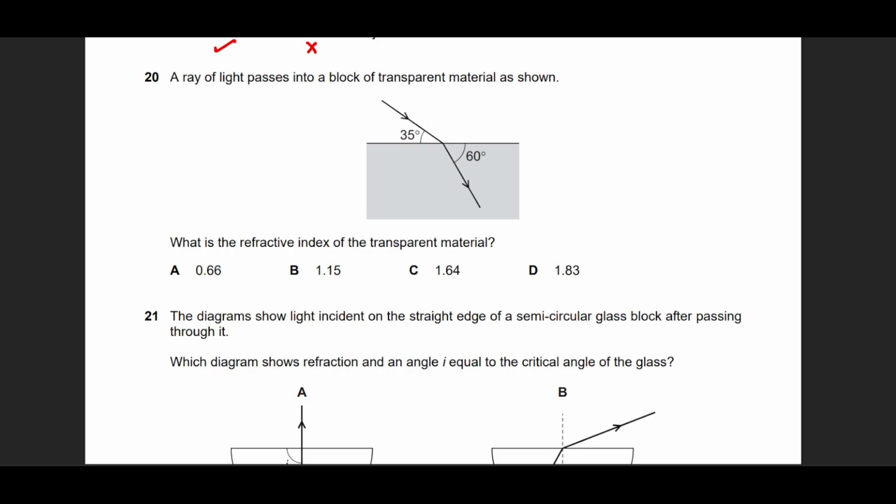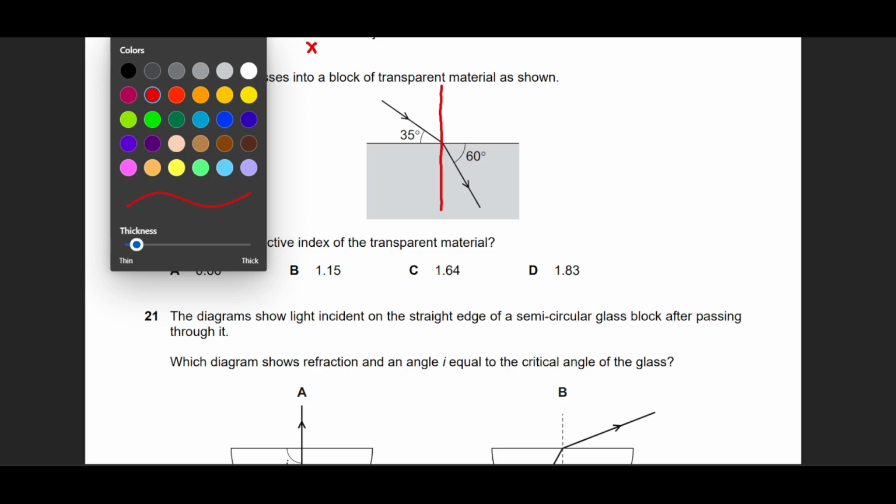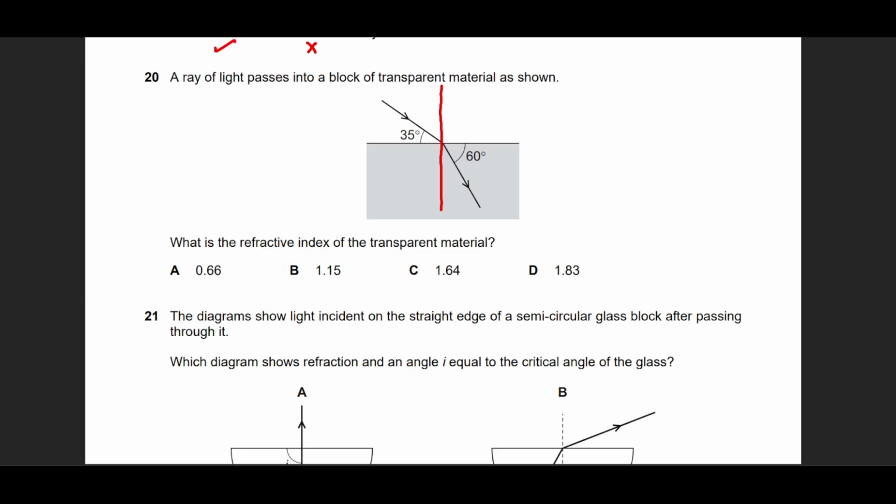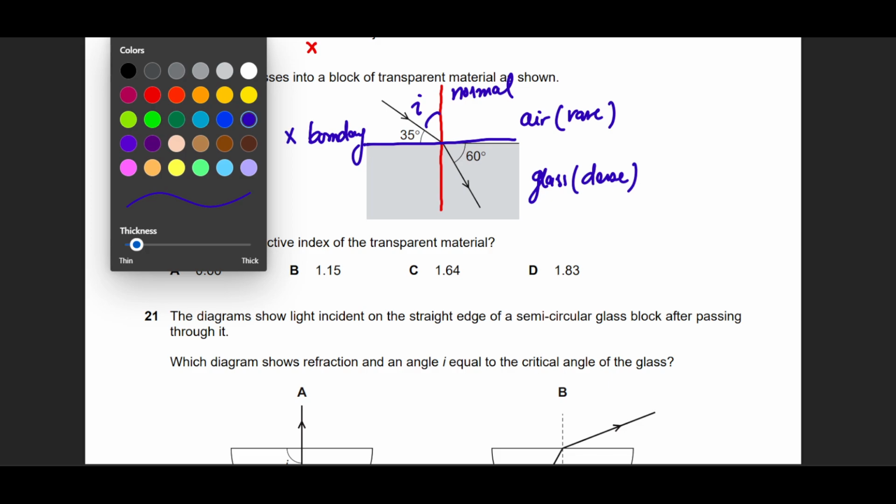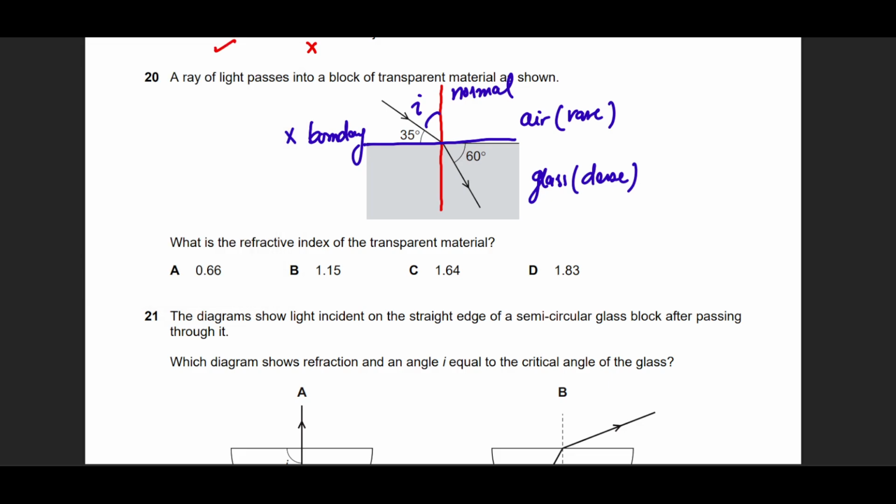Okay, so this is a question about refractive index. Now let's make the normal first. This is the mistake that you generally make. We measure angle from the normal, not from the surface boundary. This is the surface boundary. We don't use this for those measurements. We always use the normal for those measurements. Now, this is your angle of incidence, or you can say that this is our air or rare medium, and this is our glass, or you can say this is your dense medium, right? Okay. Now, this will be 90 minus 35, which will be 55.